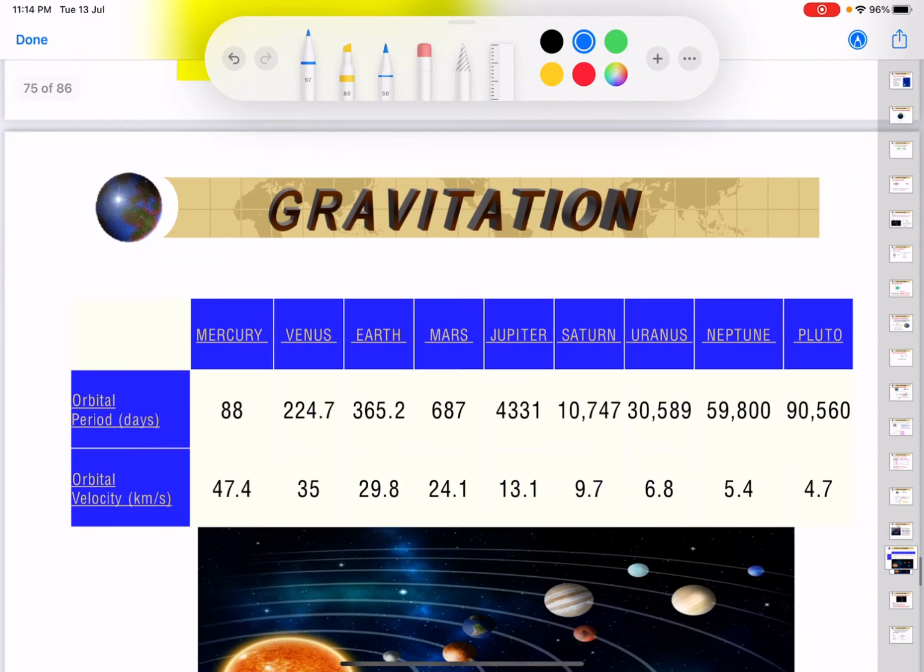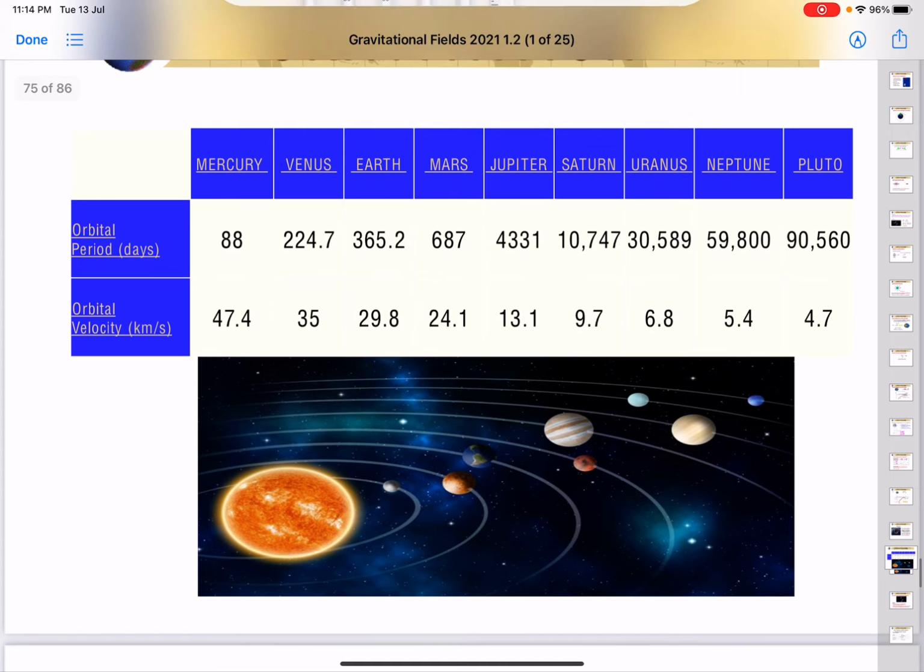So to illustrate this, we can look at some numbers. These are the planets in our solar system. The orbital period increases as you move away from the Sun, from Mercury, Venus, Earth, Mars, and so on. It increases all the way to Pluto. But the orbital velocity decreases as you move away from the Sun.